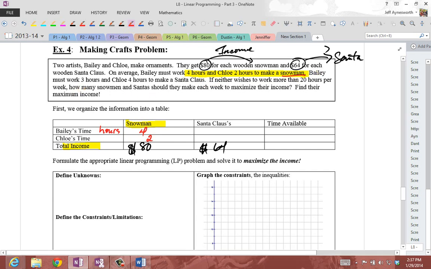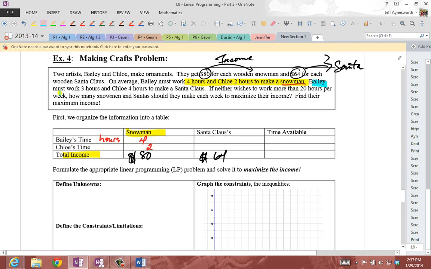Now, Bailey must work 3 hours and Chloe 4 for a Santa Claus. So the second portion of it right here refers to the Santa Claus. So 3 hours for Bailey, 4 hours for Chloe, for a Santa Claus, and these are hours. Okay, so what are the times available?